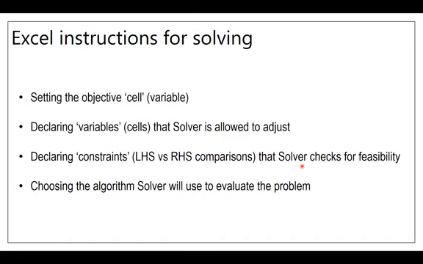So let's look at what goes on when we implement the model for solution via the Solver process. We have 4 steps that are required: setting the objective cell, declaring variable cells that Solver is allowed to adjust, declaring constraints, those are the left-hand side versus right-hand side comparisons that get checked for feasibility, and then choosing the algorithm. Once we do all those things, we'll click Solve, and Excel will run it, and I think now is our chance to do that.